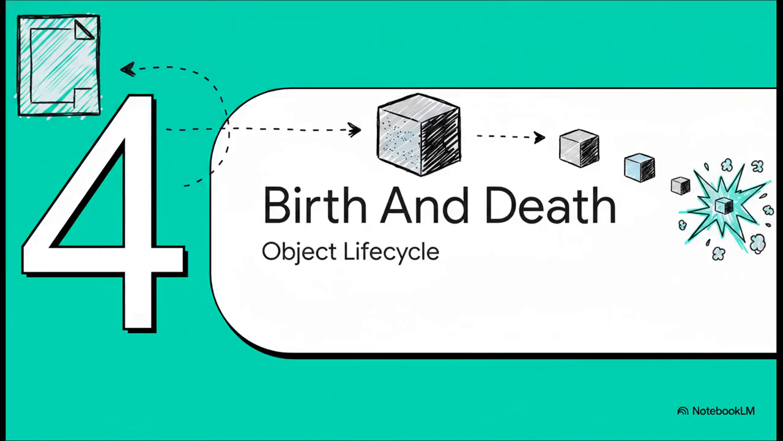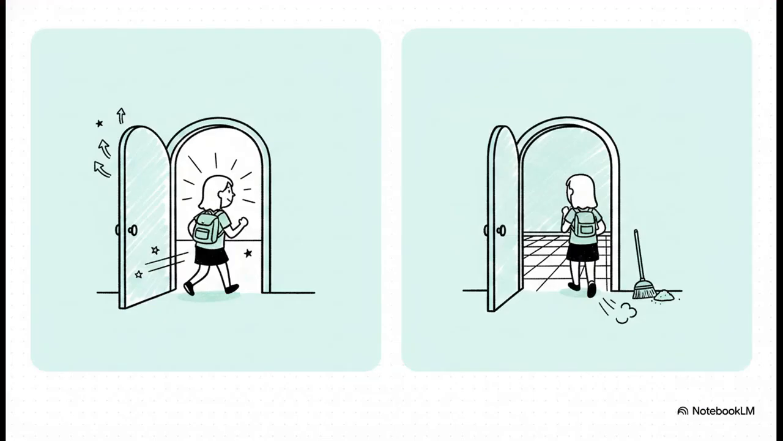All right, Section 4, birth and death. Let's directly contrast two very special methods. First up, we've got __init__. This is the constructor. Think of this as the actual birth of our object. Going back to our analogy, this is the exact moment a student enrolls. It runs the second the object is created, sets up the variables, and it only ever happens once per object.